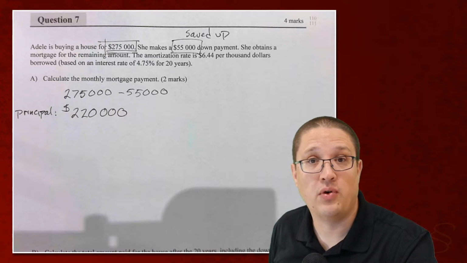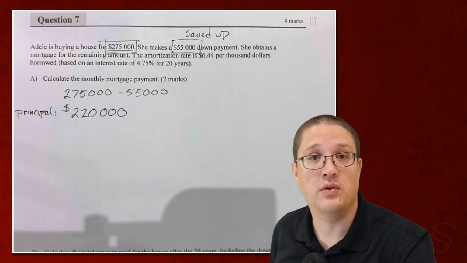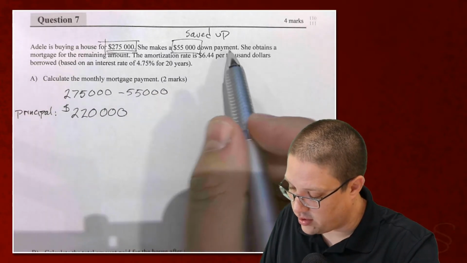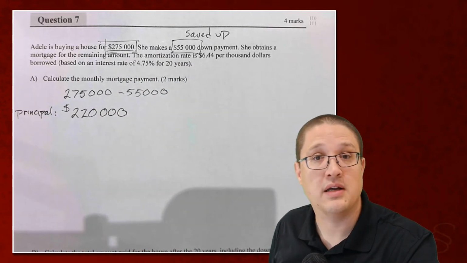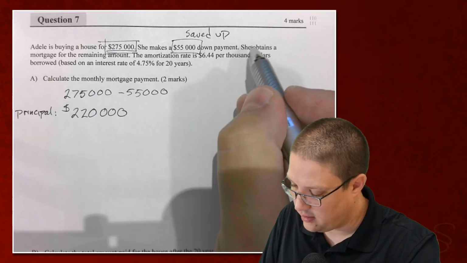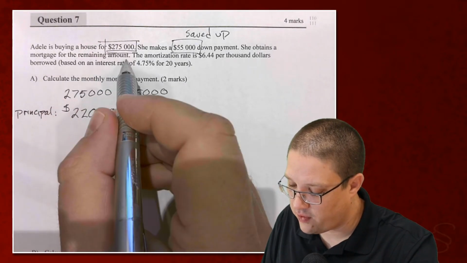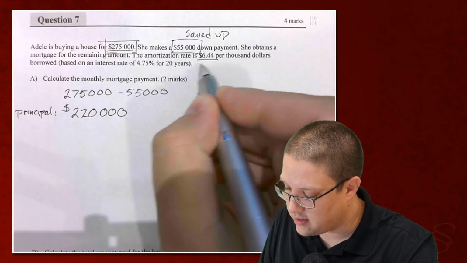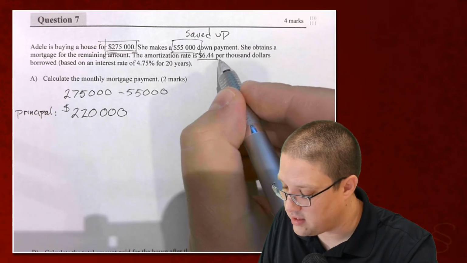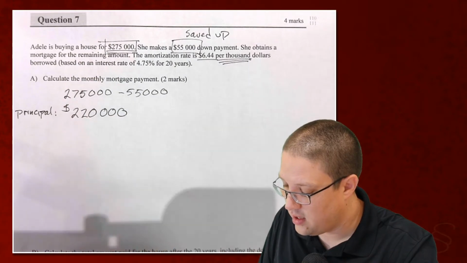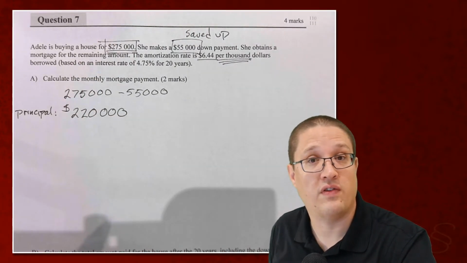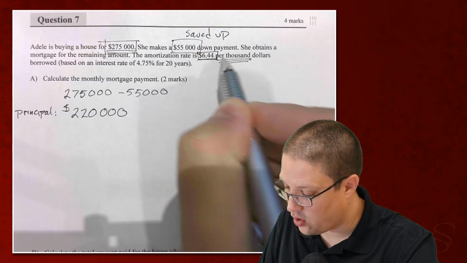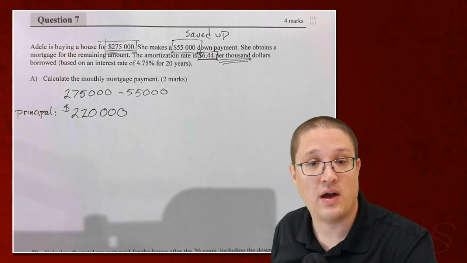So with the principal here, that's how much we're going to use to start calculating her monthly payments. In the question, we stopped reading it there because that was enough information already. Let's keep going. He obtains a mortgage for the remaining amount. The amortization rate is $6.44 per 1,000. Those are the keywords there to look for, per 1,000. So we know this is our cost or our rate per thousand.